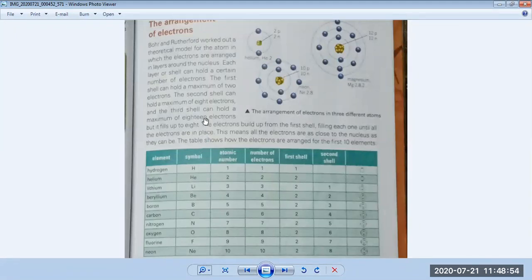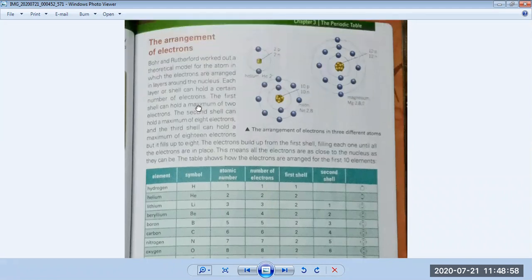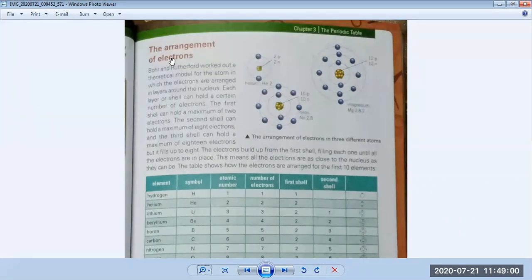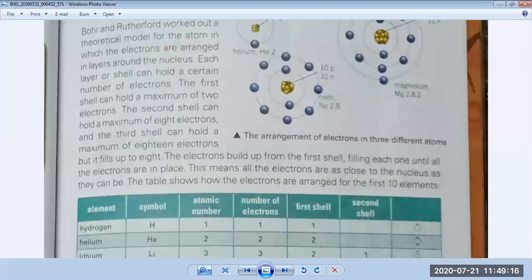The arrangement of electrons. Okay, so now we can see how electrons are arranged. We have discussed that protons and neutrons are present in the center of the nucleus, but how are they arranged? Okay, we will discuss now how they are arranged. Okay, now see here.